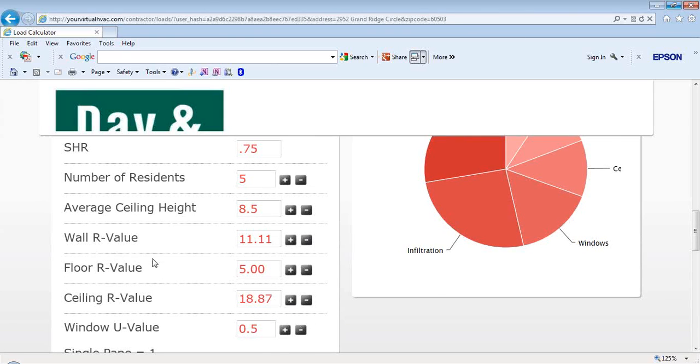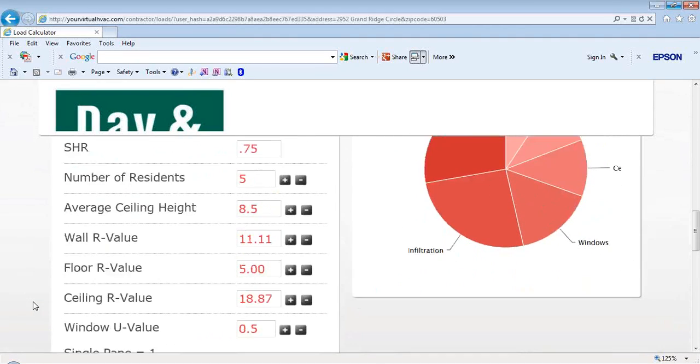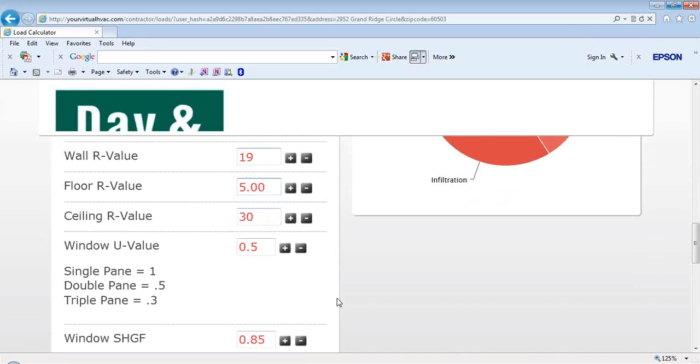The R values of the walls, floors, and ceilings. The reason it's got these weird numbers like 11.11 and 18.87 is that, based on the age of construction that I told it, after 2000, it's taking an educated guess at how the house was probably built. However, in this particular house, I upgraded the insulation, so the actual values are higher than this. Since I know that, I'm going to put the correct value in. It's 19 on the walls, and it is 30 on the ceiling. And the floor is basically nothing. It's just a carpet type value. So I can change those type of things.